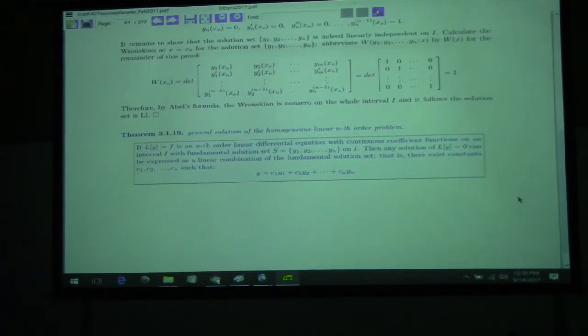This is section 6.3. So I'll try to give you guys a quiz next time on how to construct solution sets to the constant coefficient problem.